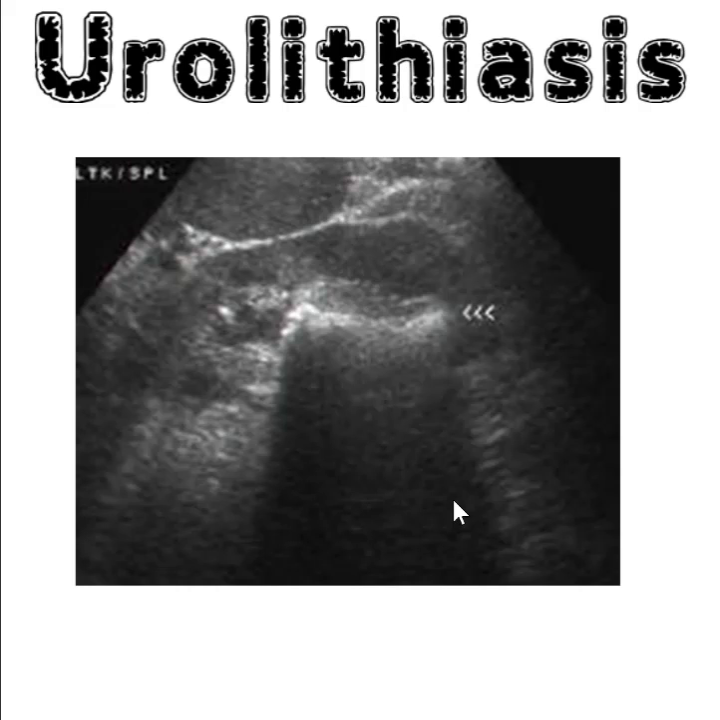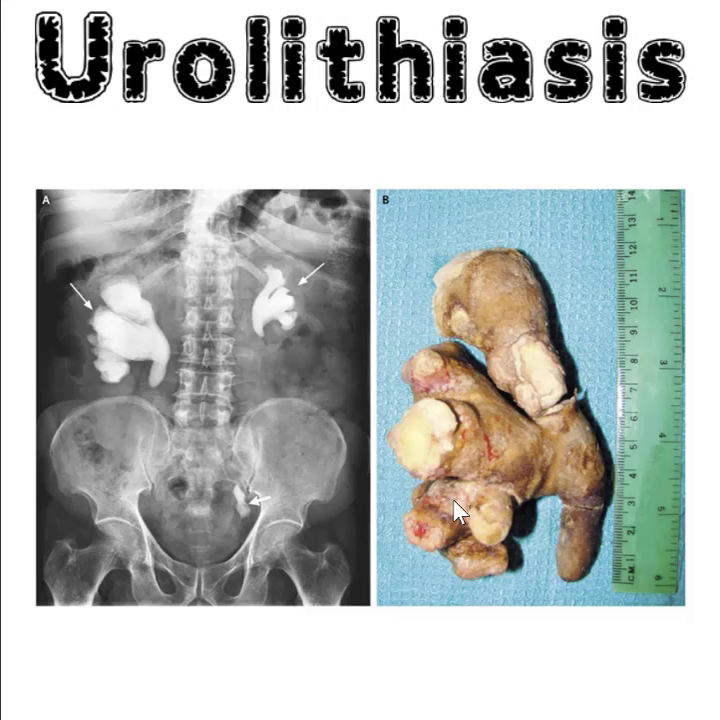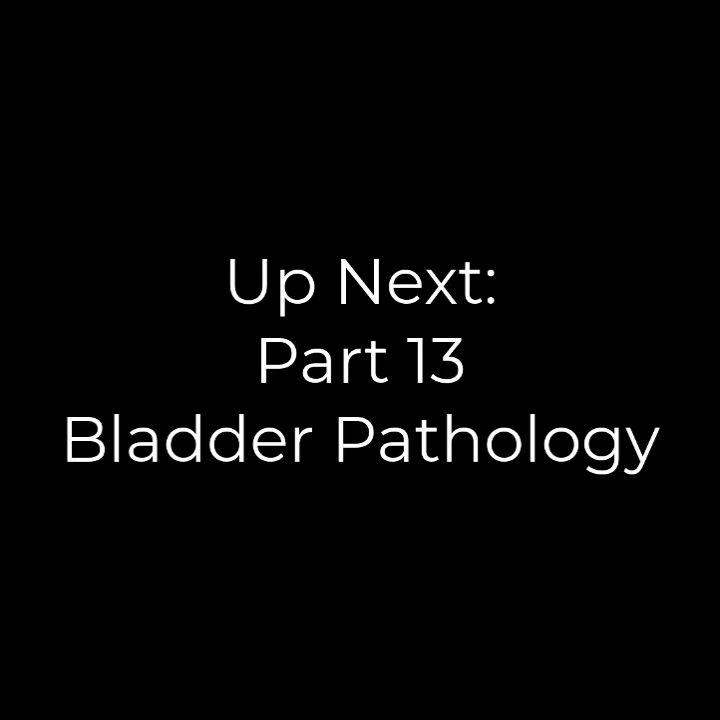So again, if a patient has flank pain and blood in their urine, there's a good chance that there's a stone somewhere along the tract. If you see hydronephrosis within either kidney or a dilated ureter, then there's most likely a stone obstructing the urinary tract, and you want to try your best to find that obstruction. And that is all I have for urolithiasis and obstructive nephropathy. Next up, we're going to talk about bladder pathology.